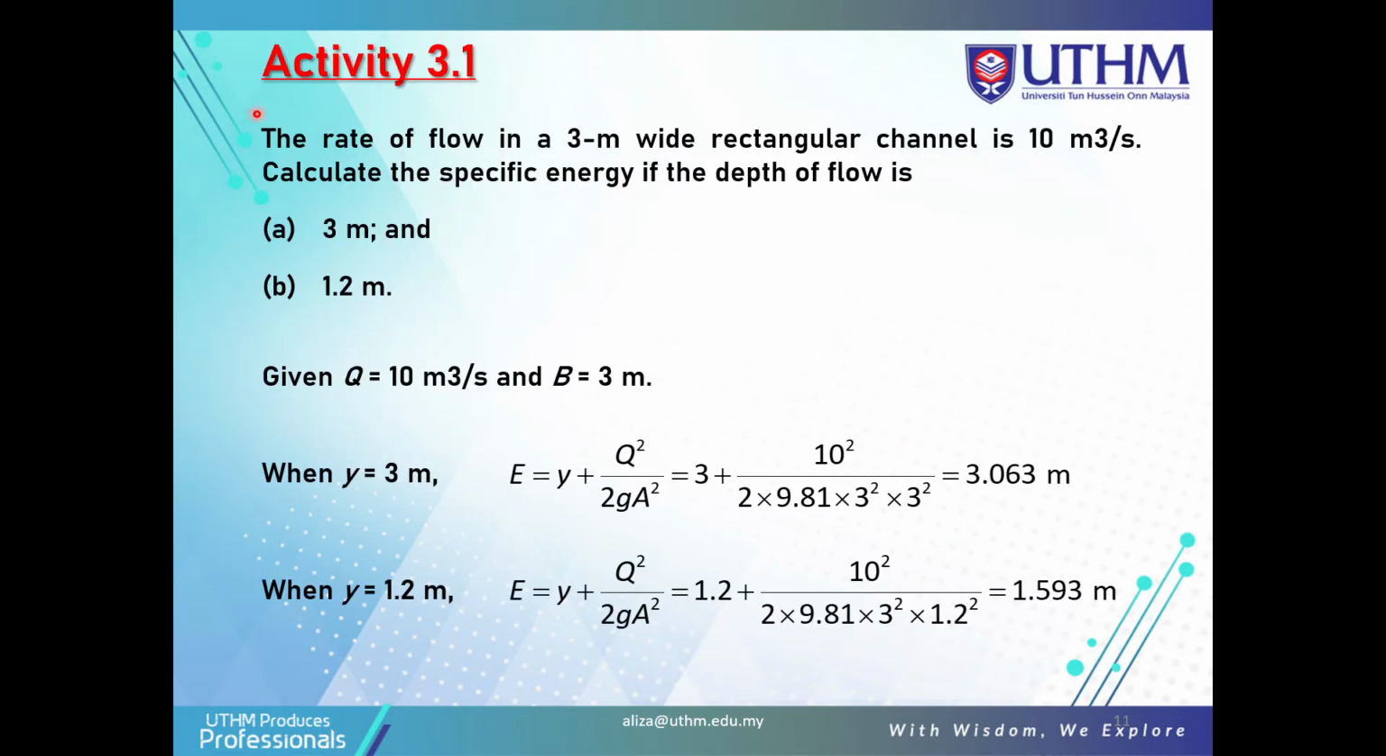Now we look at the example activity, activity 3.1. The rate of flow in a 3 meter wide rectangular channel is 10 meter cube per second. Calculate the specific energy if the depth of flow is 3 meter and 1.2 meter. The given Q is 10 meter cube per second and B is 3 meter.